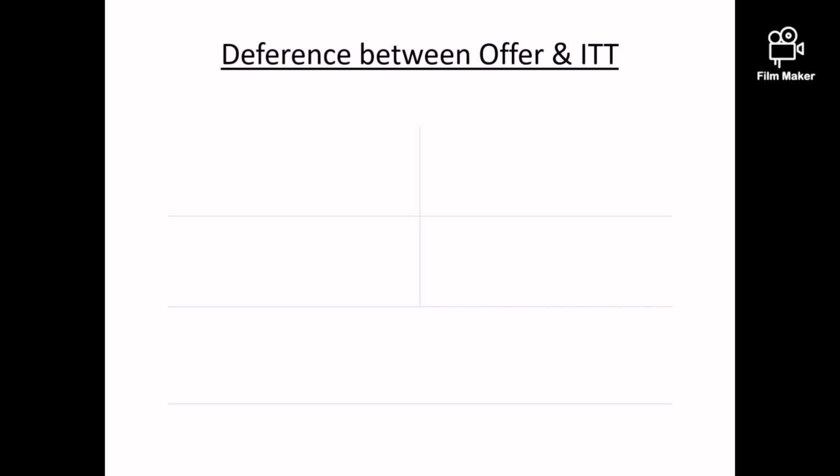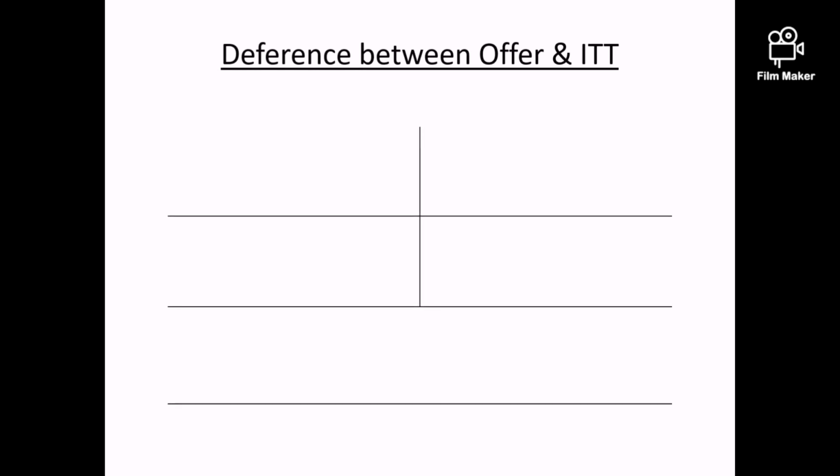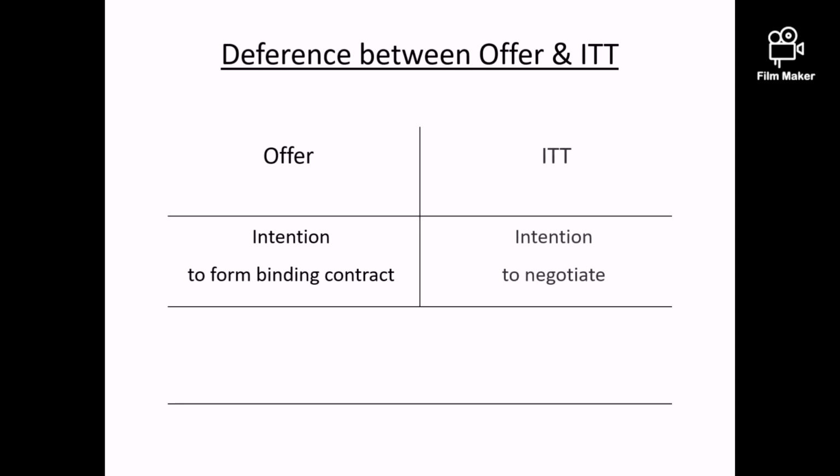The main difference between offer and ITT is that in an offer, the intention is to form a binding contract, while in ITT, the intention is to negotiate. Also, offer contains a lot more details than ITT.